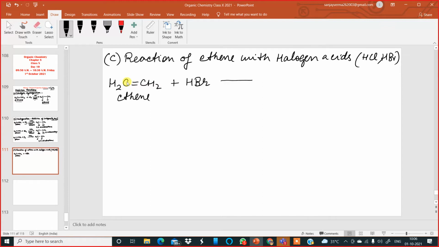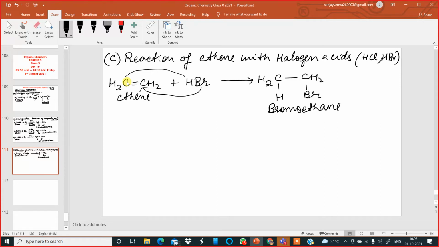Then over here, one hydrogen goes to one carbon. After the breaking of the double bond, the bromine goes to the other carbon. So we have the compound which is formed. It is like this: H2C, one hydrogen here. The double bond is breaking into a single bond, and then CH2 over here, Br. So this compound is called bromoethane.